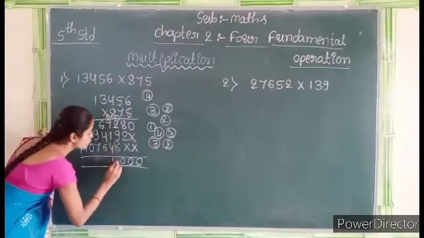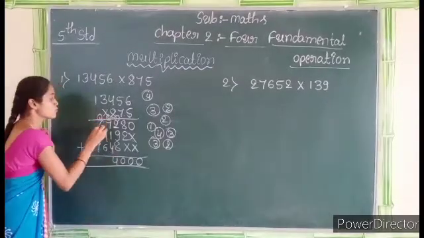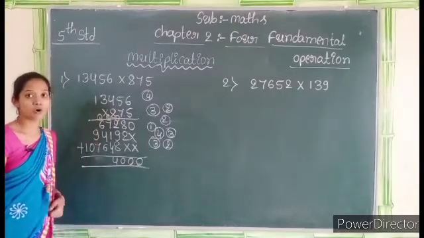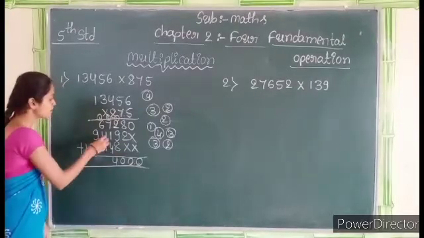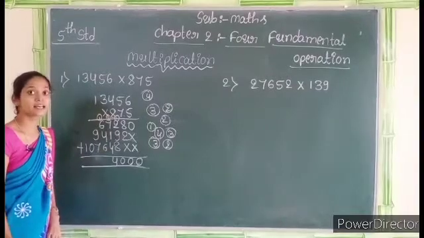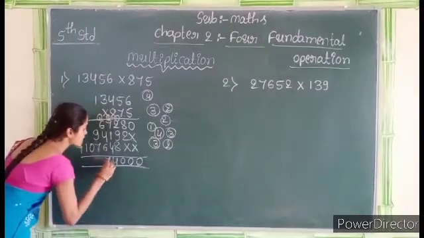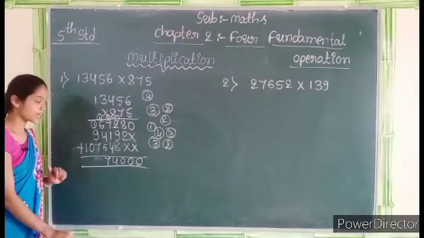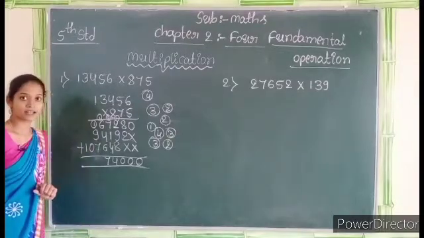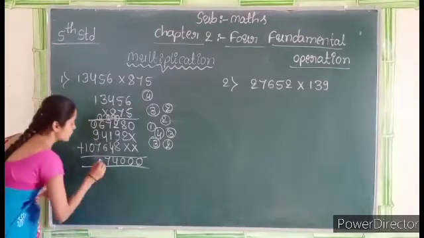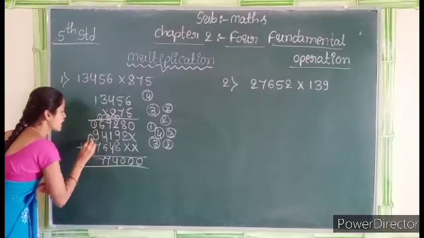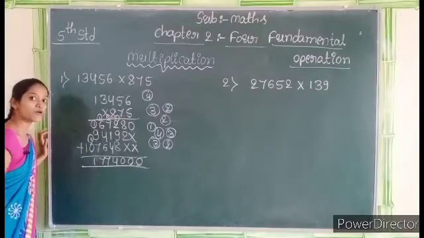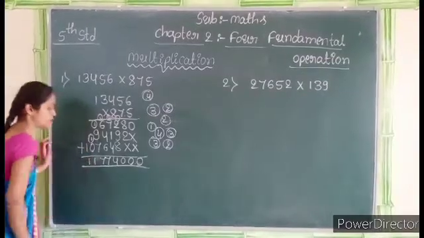I will write 4, then 1 carry, 1 plus 6, 7, 7 plus 4, that is 11, 11 plus 6, that is 17. I will write 7, then 1 carry over, 1 plus 9, 10, 10 plus 7, that is 17. I will write 7, then 1 carry, 1 plus 0, 1. Here we have 1 as it is.